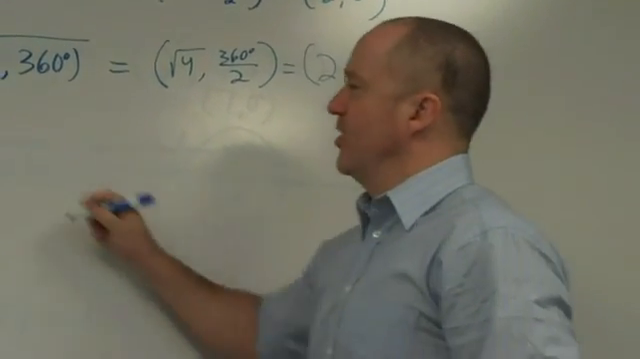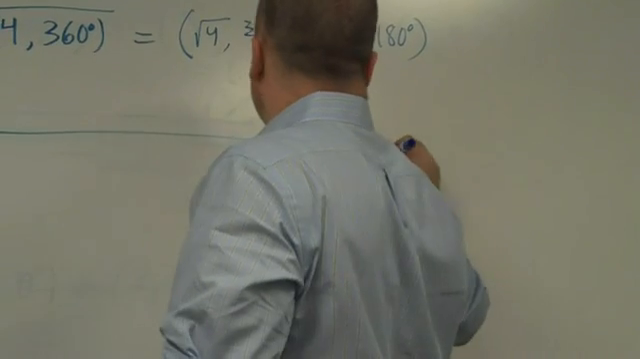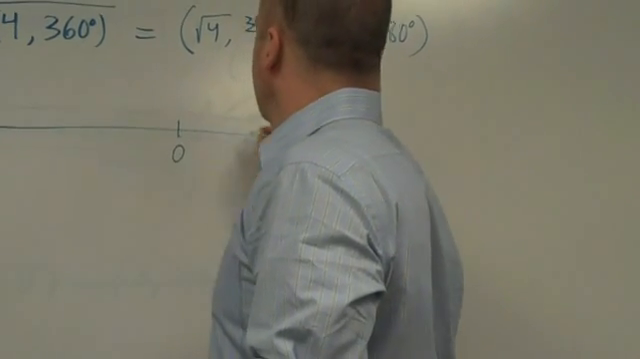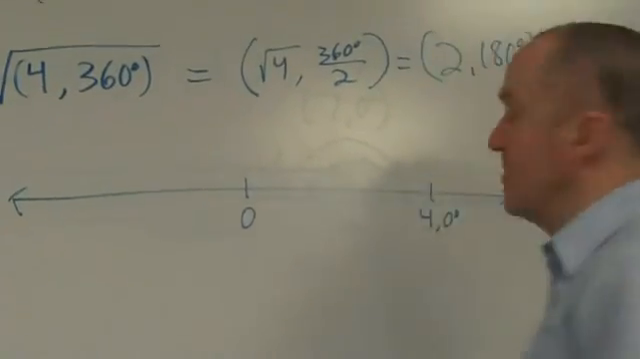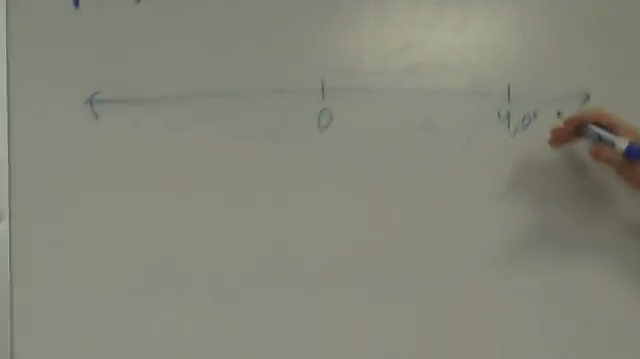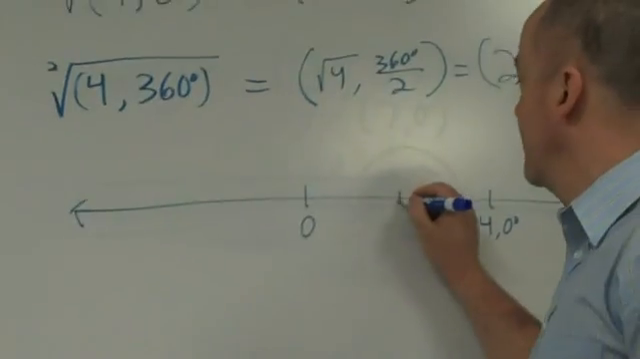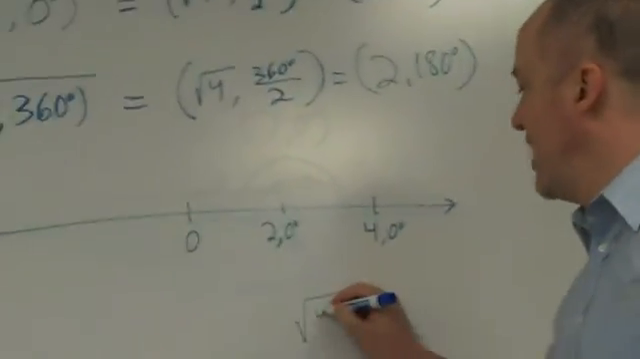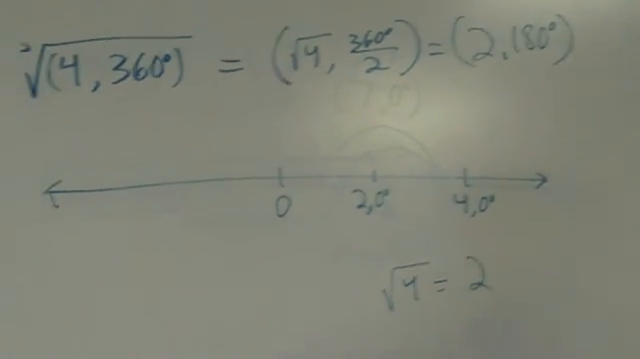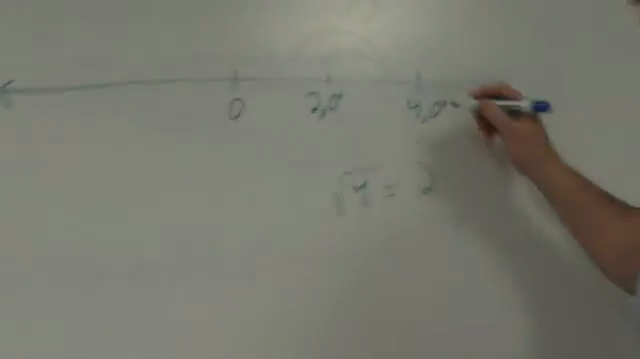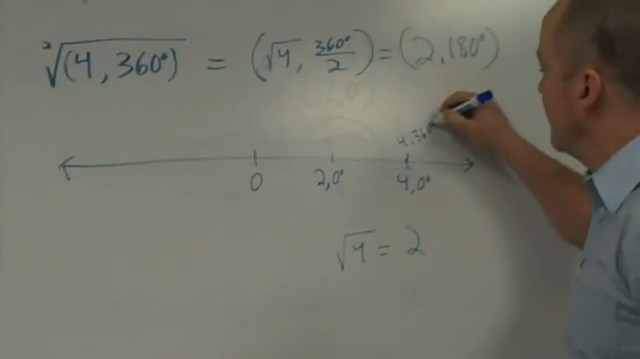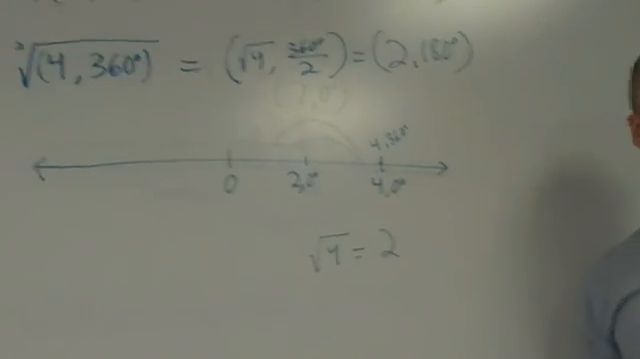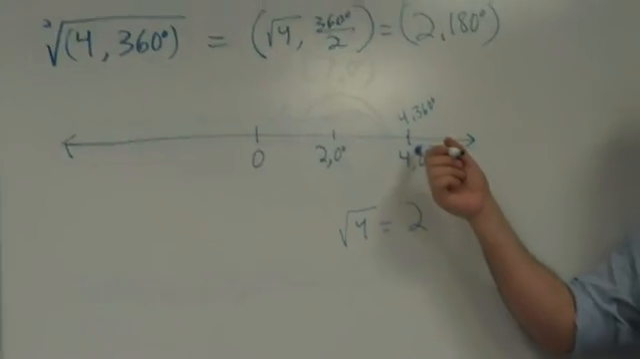So this is a little bit weird. If we go back to our number line, here is the point 4 comma 0 degrees. If I take the square root of 4 comma 0 degrees, I get 2 comma 0 degrees. That's like saying the square root of positive 4 is positive 2. But what if I choose to write this point as 4 comma 360 degrees? Is that in the same place? Yeah, it's in the exact same spot on the number line.